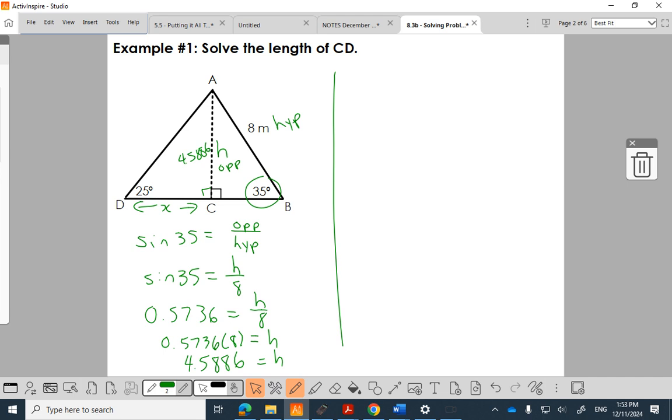So in this triangle now, is 4.5886 still called opposite in this triangle? Yeah, it still is. That doesn't have to happen when you switch triangles. Sometimes the names will change. And what's the X in this triangle? Adjacent. So now I'm doing cosine in this triangle. Cos 25 equals X over 4.5886.